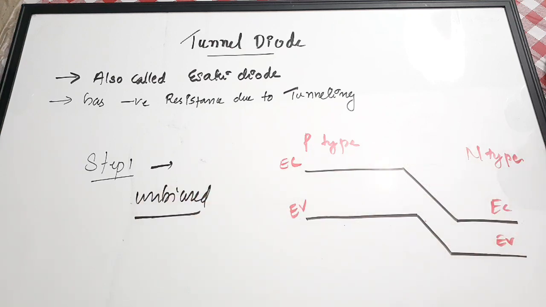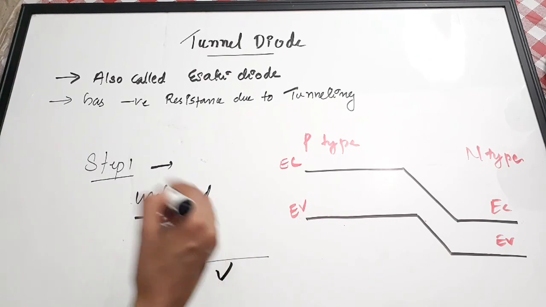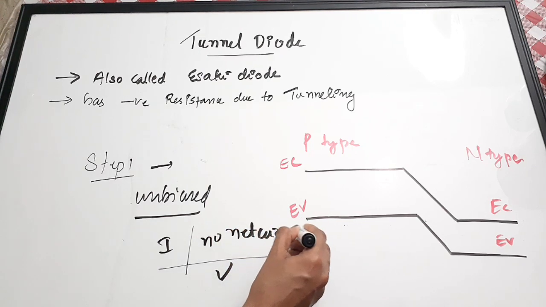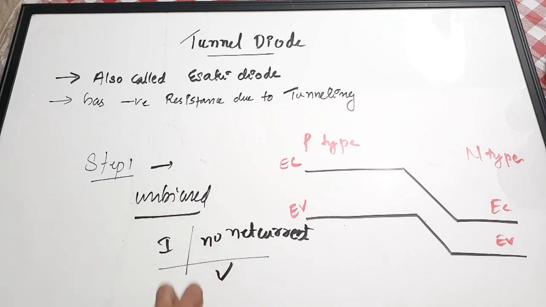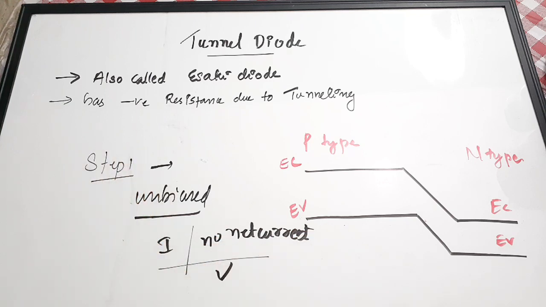Okay, so during the unbiased condition, you can draw the IV curve like this. The voltage here and the current here. There is no net current. You should only know this thing: in the unbiased state, even though the tunneling is taking place, there is no net current. So the IV curve will look like this. Okay, so this is step 1.